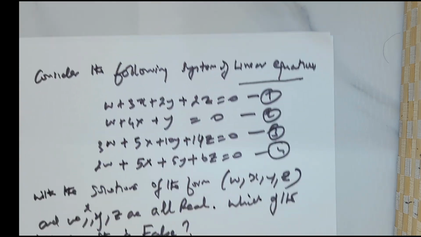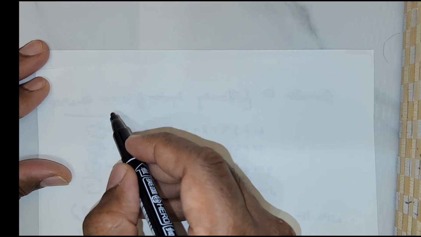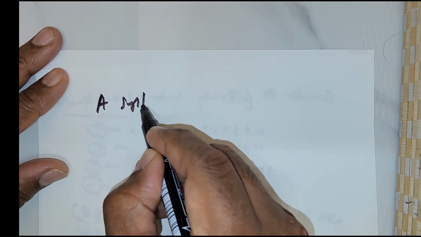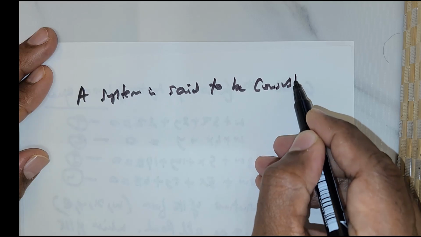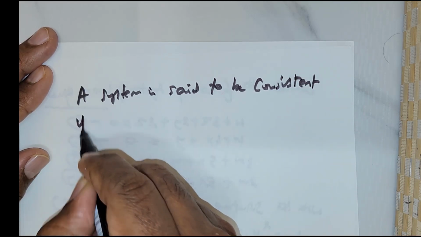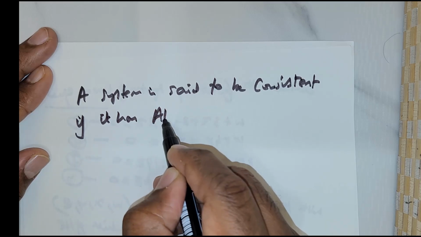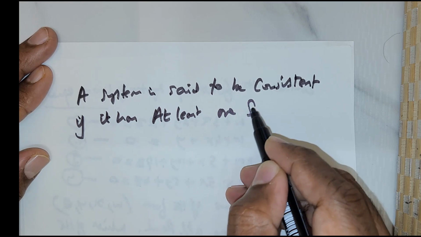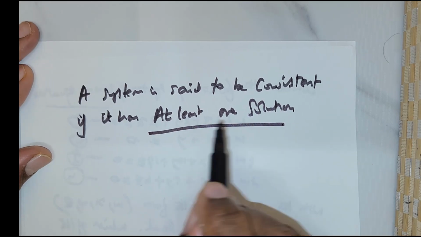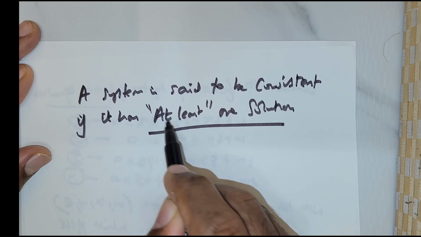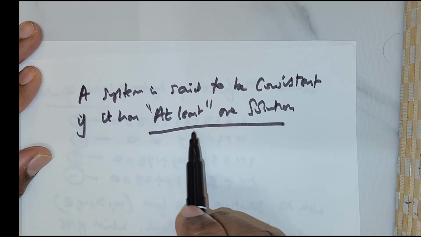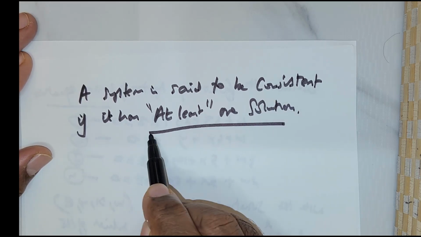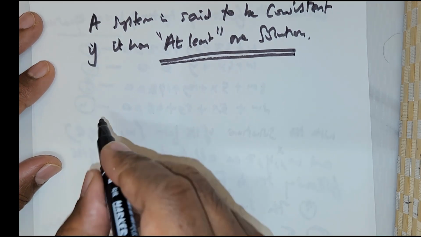Okay, let me give you that information. This is the concept or the knowledge point. A system is said to be consistent if it has at least one solution. And the all important word is "at least." It is necessary for a system to be consistent that it should have at least one solution. So this is the yardstick that we measure.